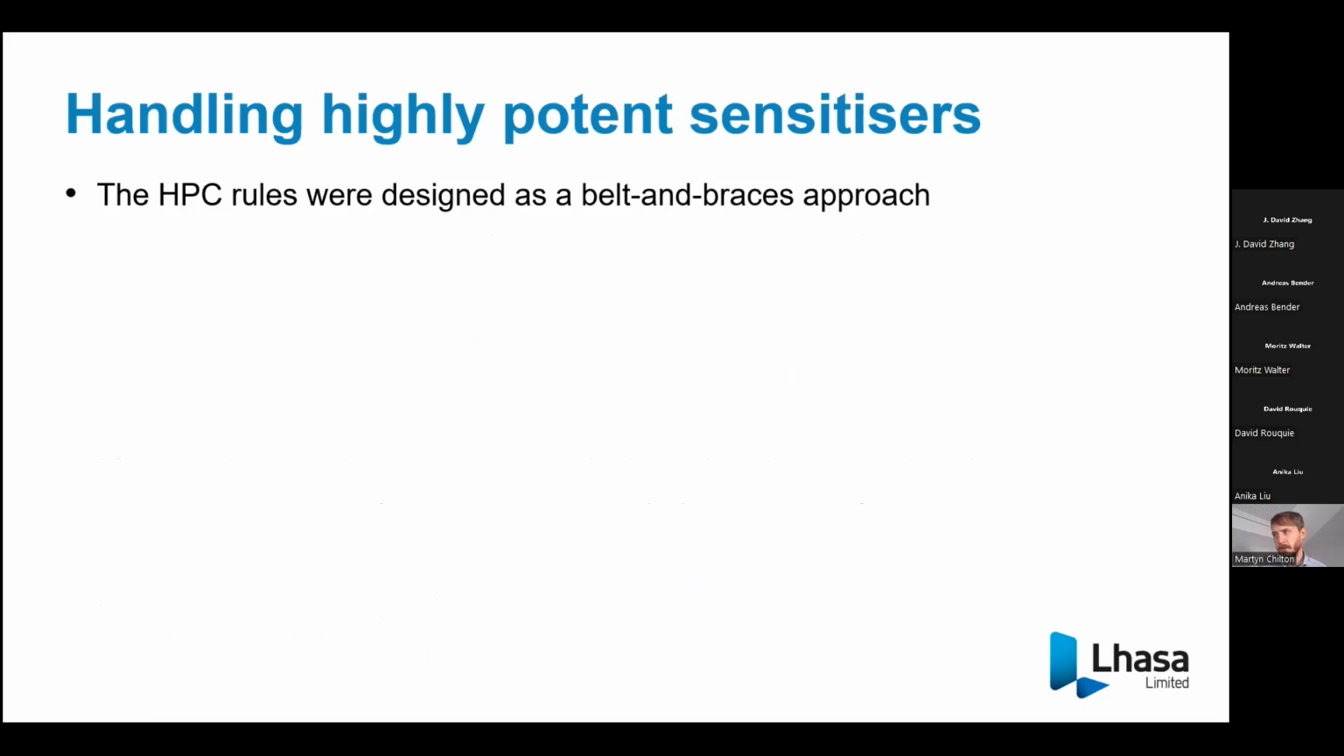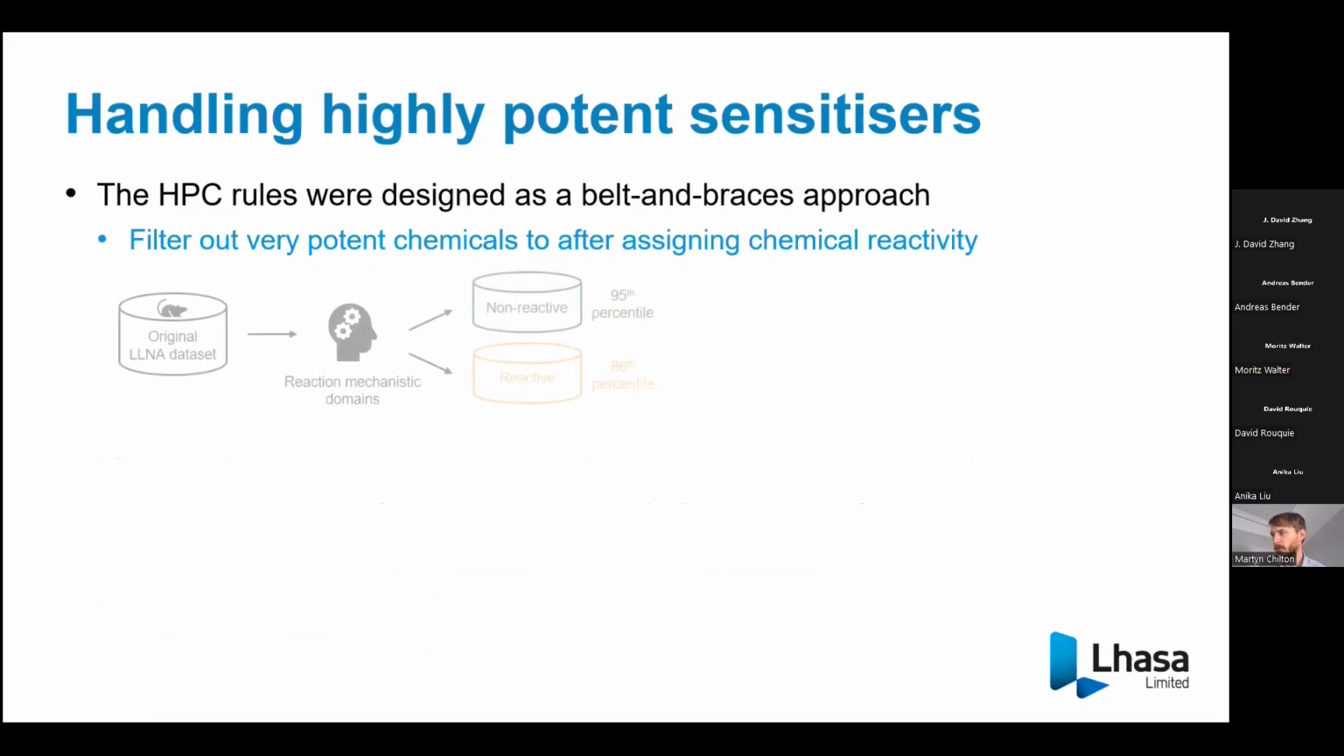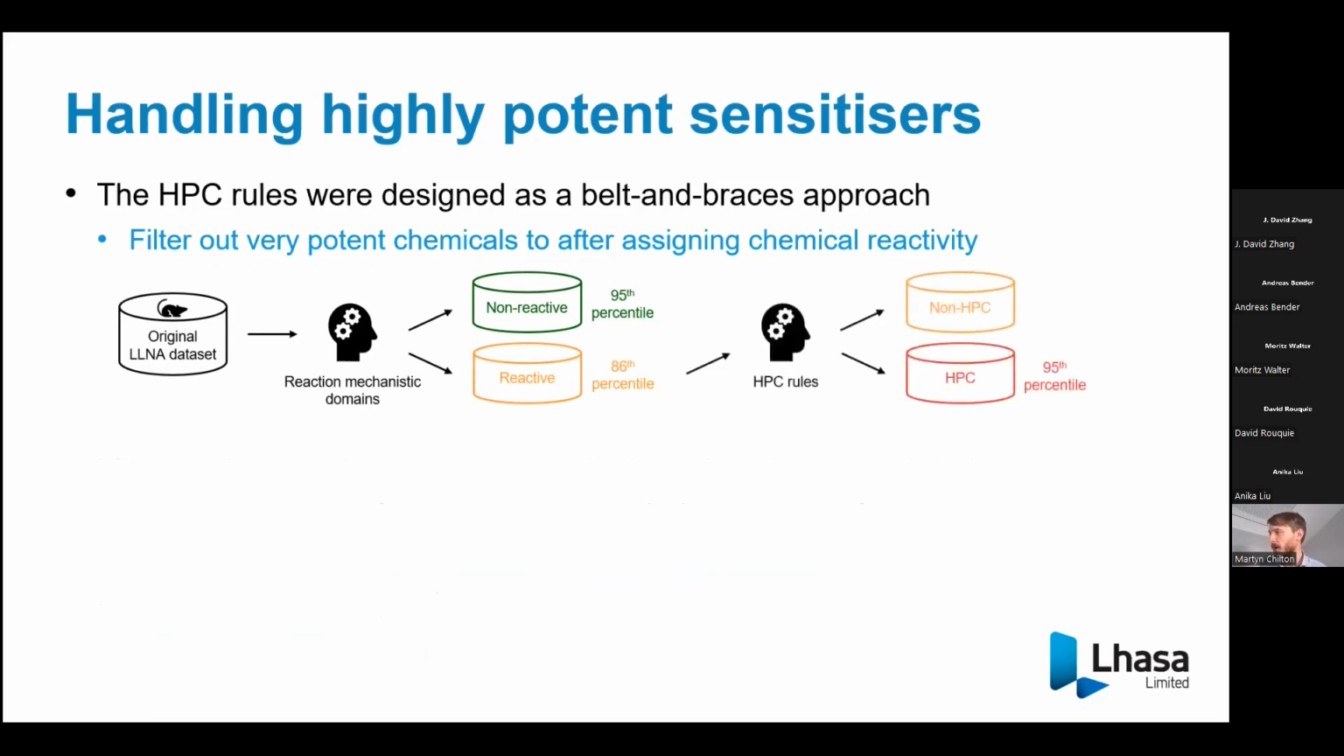The other thing to say about the HPC rules is that originally they were designed as what I've called a belt and braces approach here. They were designed as an additional step to filter out those chemicals. I've tried to show that pictorially here. The first step in the process was to assign the reactivity using those domains I've already described. As a second step, the HPC rules came in to filter out anything that was going to be highly potent, for which the reactive DST wouldn't be appropriate. So that's how it worked and how it was published.